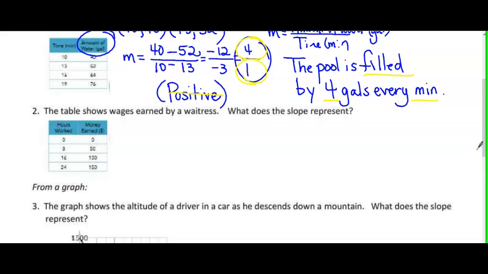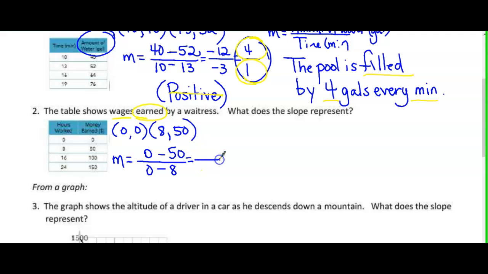The second one, another table. Pick any two ordered pairs you want. The table shows wages earned by a waitress. So I'm going to pick (0, 0) and I believe that's an 8.50. I'm going to do the fraction bar, minus, minus, 0 minus 50 over 0 minus 8. That's negative 50 over negative 8.